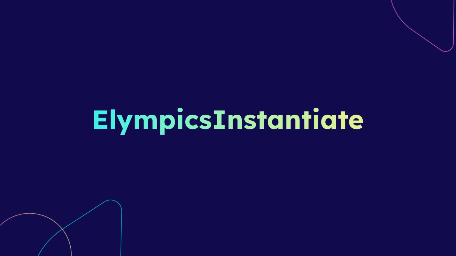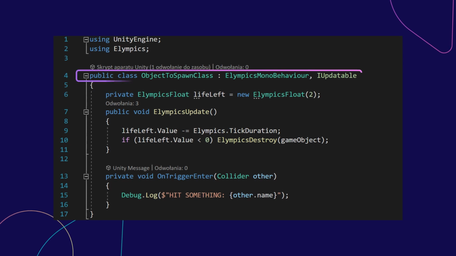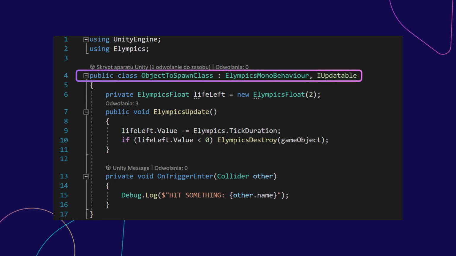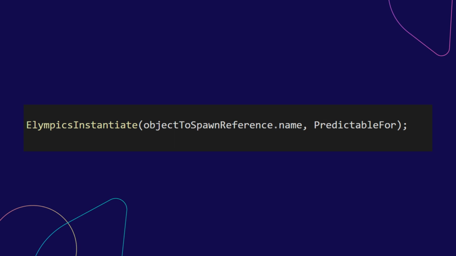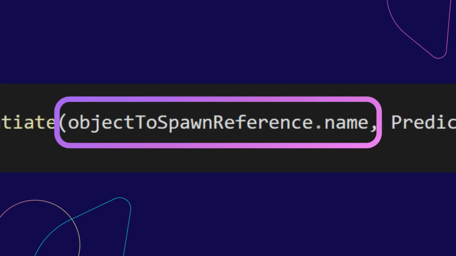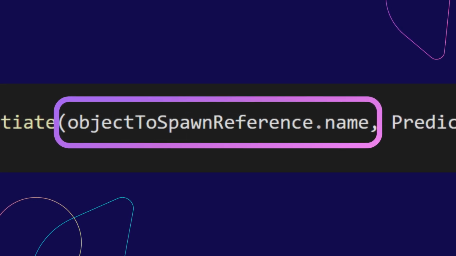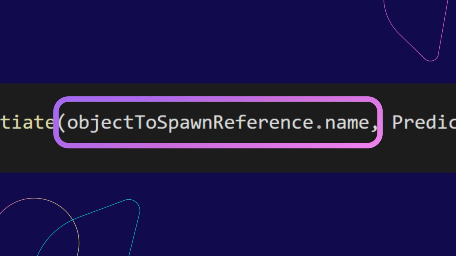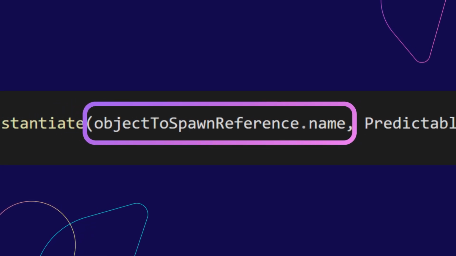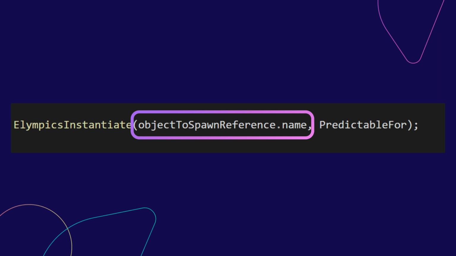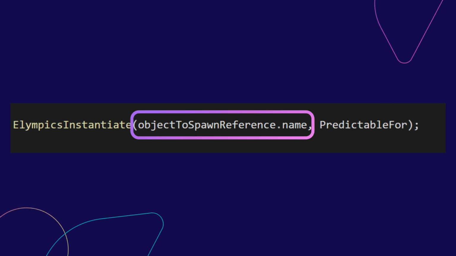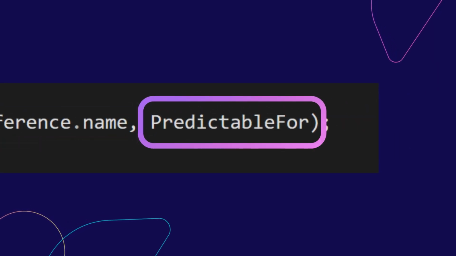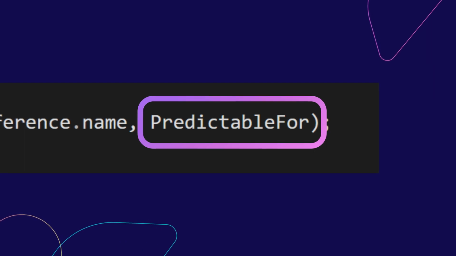To spawn the object from the script, you should use the ElympicsInstantiate method, which is accessible for the classes inheriting the ElympicsMonoBehaviour class. The ElympicsInstantiate method accepts two arguments. The first argument is a string containing the path to the prefab from the resources folder. Since we've located our prefab in the resources folder, we can simply put the reference to the object.name in it. The second argument determines the predictability of a spawned object.